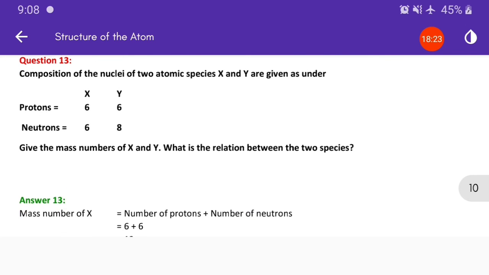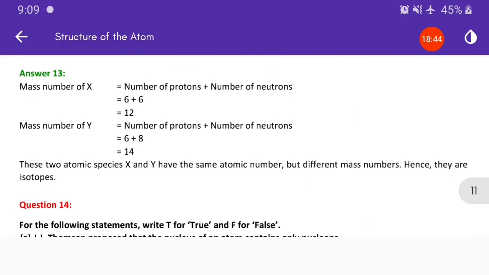Question number 13. The composition of nuclei of two atomic species X and Y are given as under. X has 6 protons and 6 neutrons, but in Y it is 6 protons and 8 neutrons. Give the mass number of X and Y. What is the relation between the two species? The mass number is the number of protons plus the number of neutrons. So 6 plus 6 means 12, that is for X. Mass number of Y is 6 plus 8, that is 14.